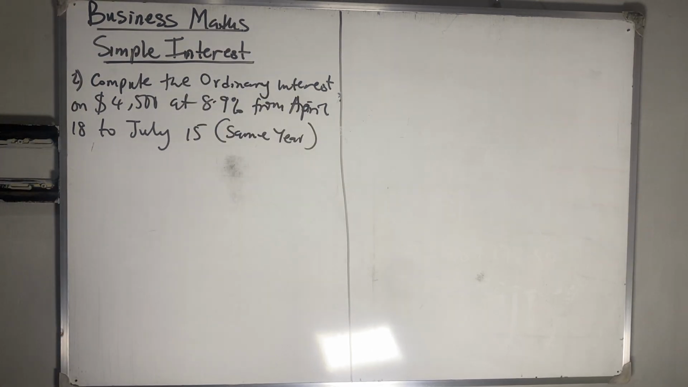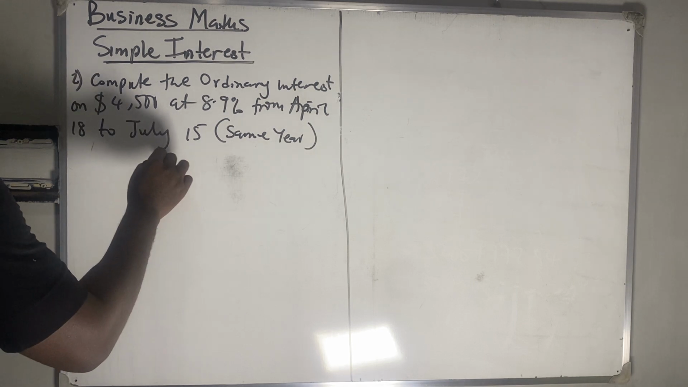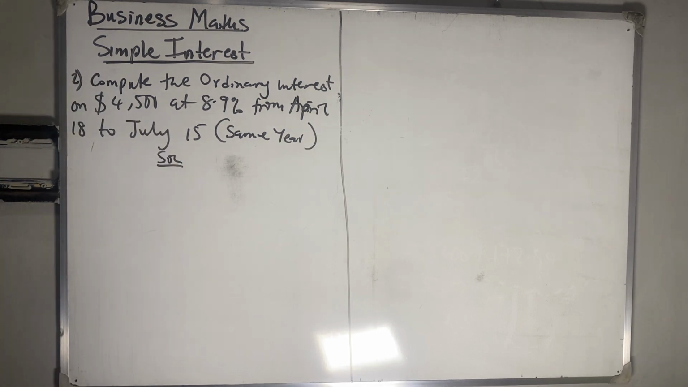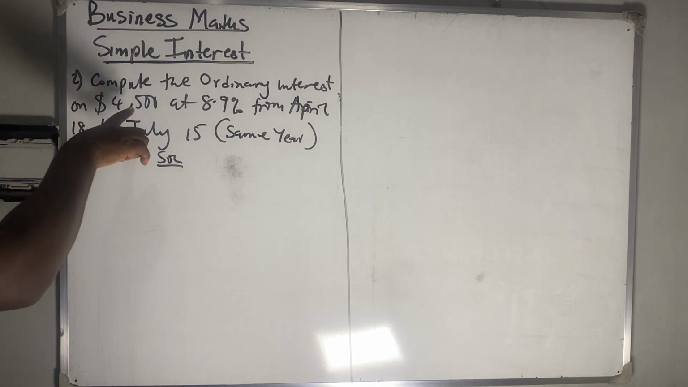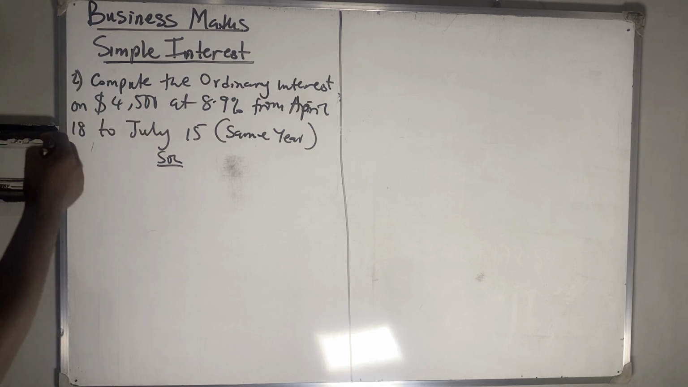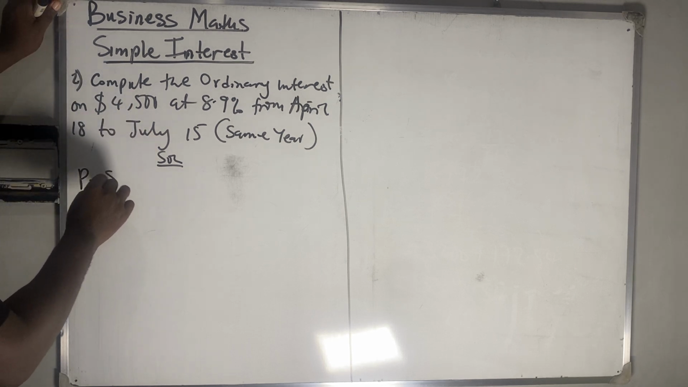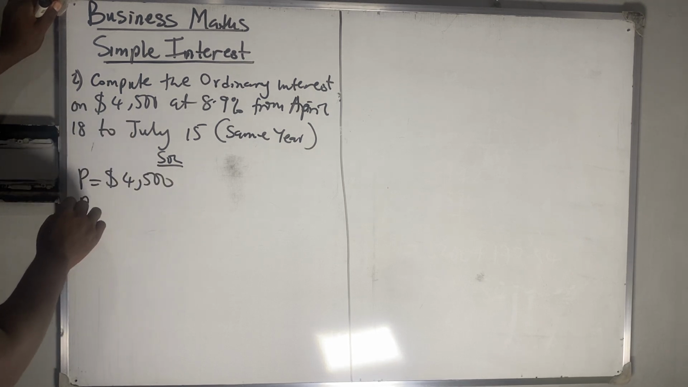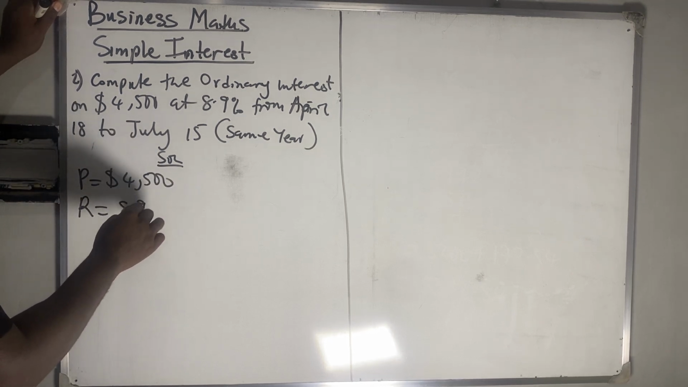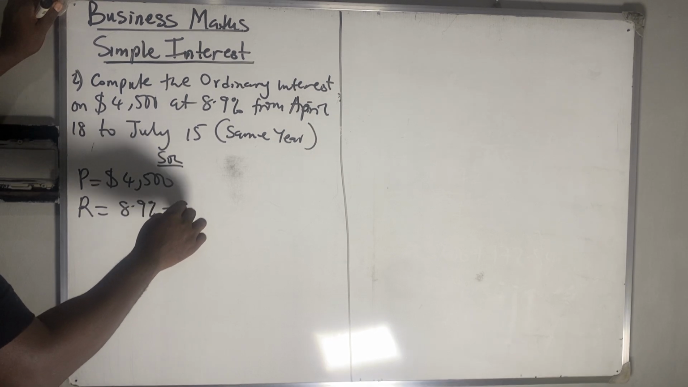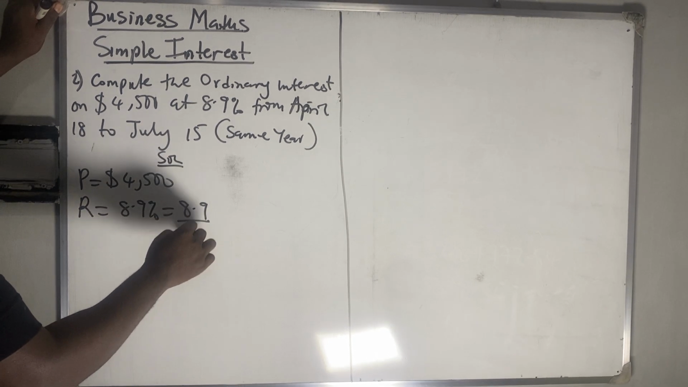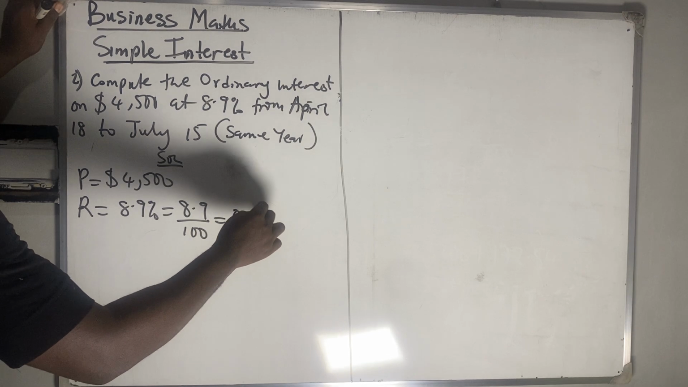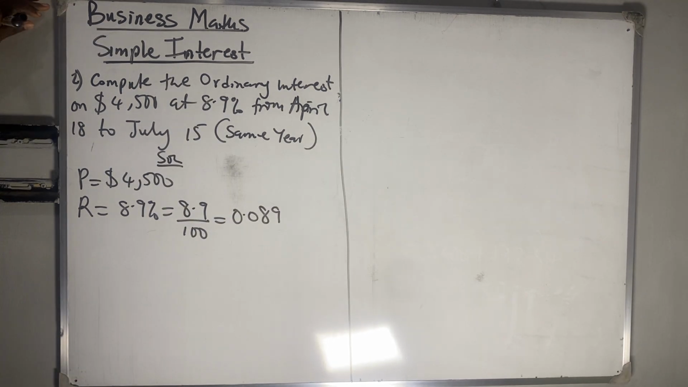Now this is a very simple solution. We want to calculate the interest that this man will pay on the money. The first thing is, this is the money he borrowed, so that is our P. Our P is equal to 4,500, the money he borrowed. Our R is the rate, which is 8.9%, and 8.9% is the same as 8.9 over 100, which will give you 0.089. That is our rate.